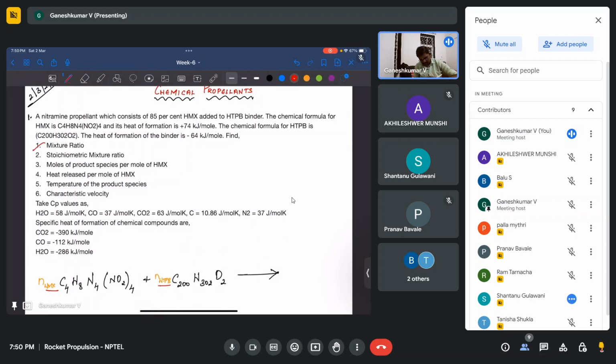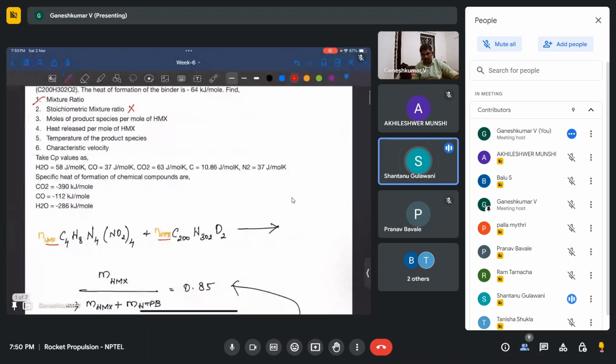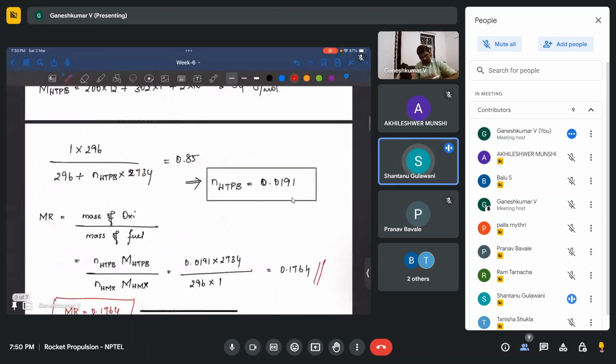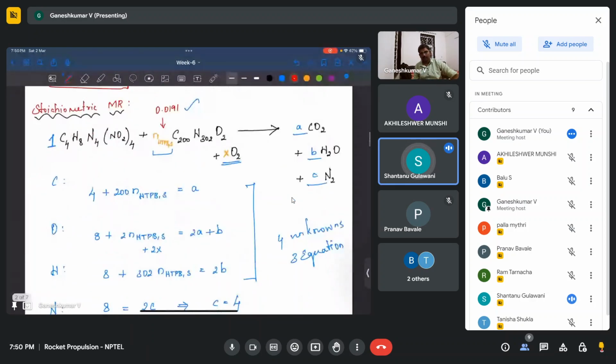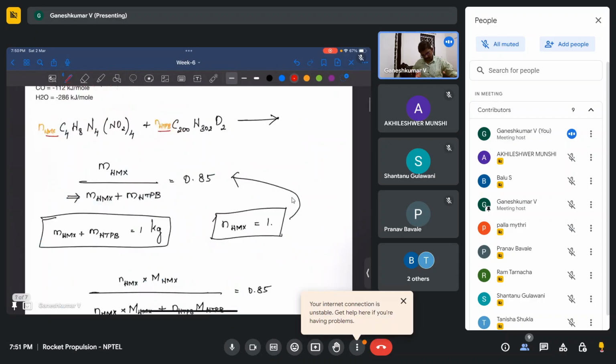The reason I'm saying so is because if we change N HTPB to N HTPB plus X, then the composition changes, right? The mixture ratio 0.85, which is given, will change. Correct, yeah, true. So essentially, the propellant is different. We are dealing with a different propellant than when we started. That is also true. Yeah.